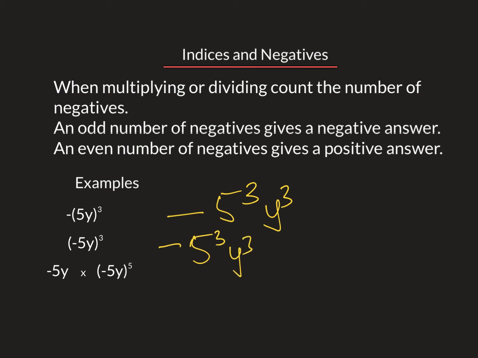For this last example, you'll notice there are 2 terms multiplied together. There's a negative here in front of the 5y, and there's another negative inside the bracket, which means there's actually 5 of those negatives. So altogether, there are 6 negatives. So the answer to this one will be positive. Now, if we actually do the indice part, we've got 5 to the power 6, because there are 6 of those, and y to the power 6.